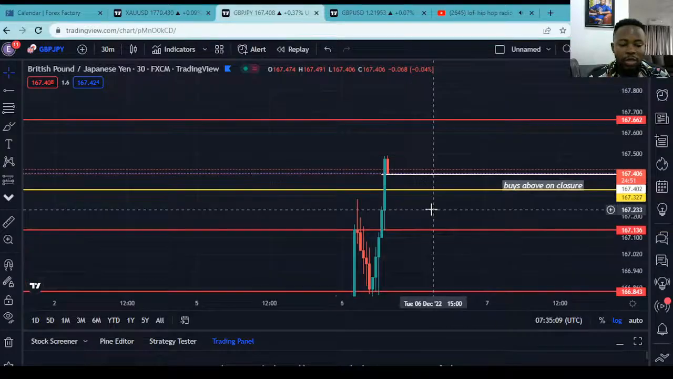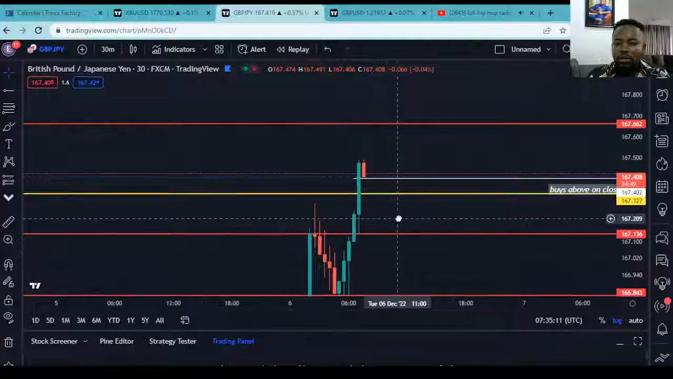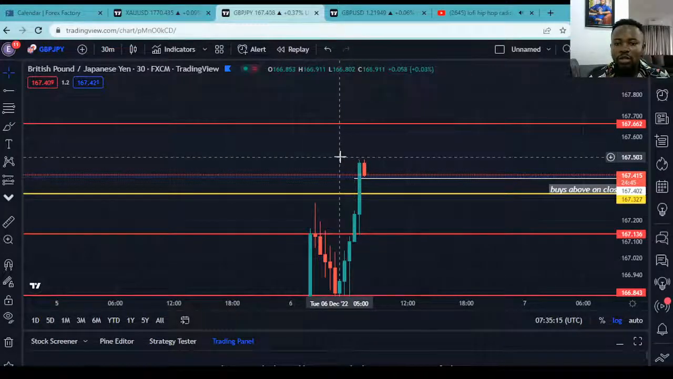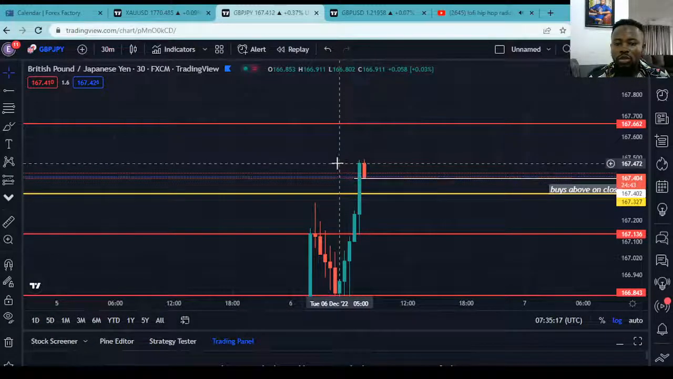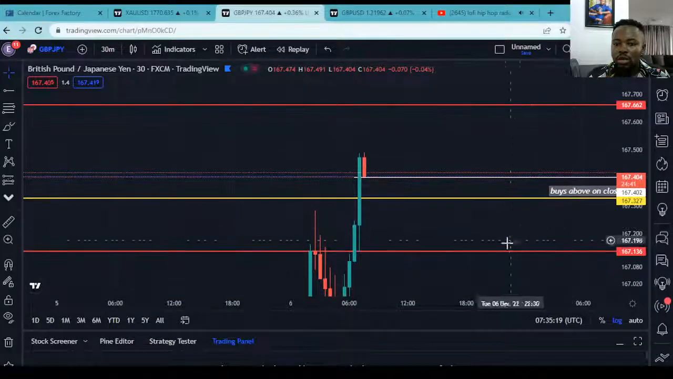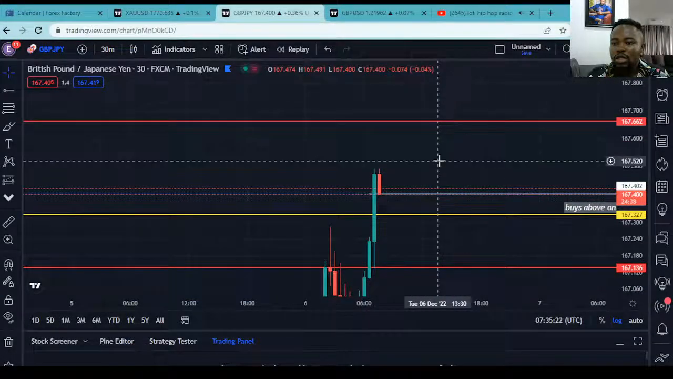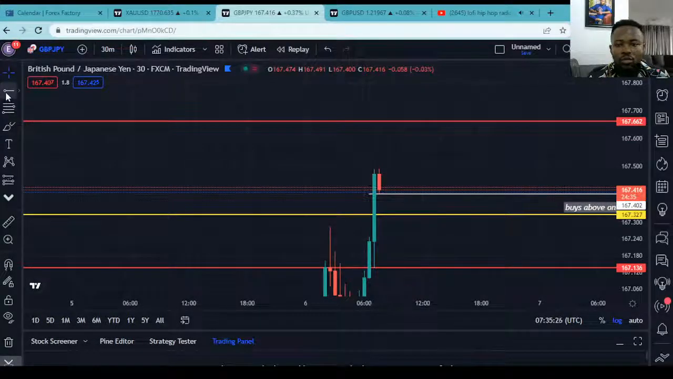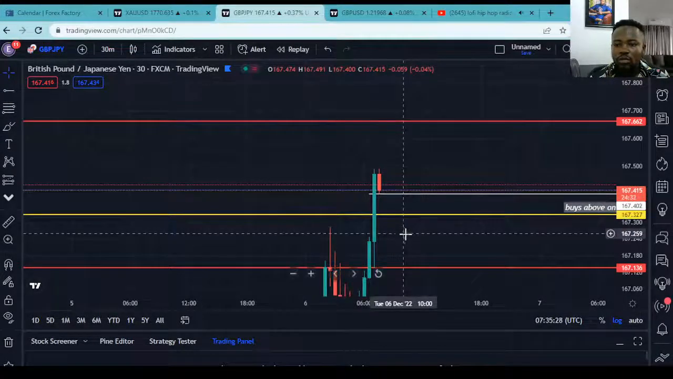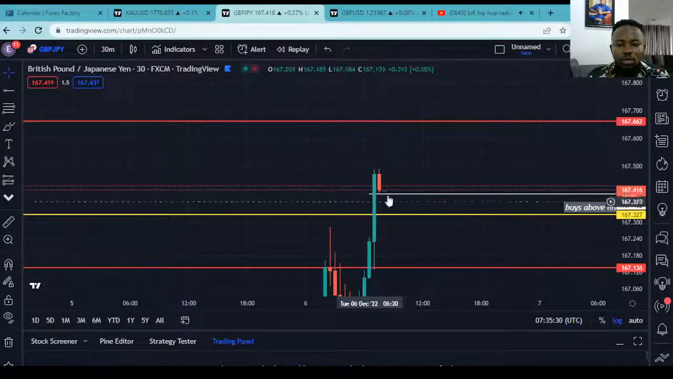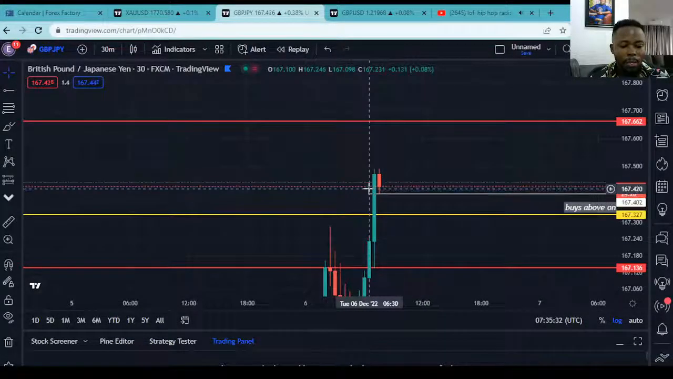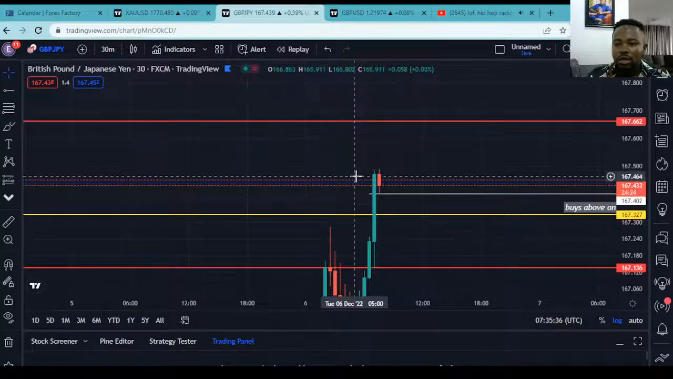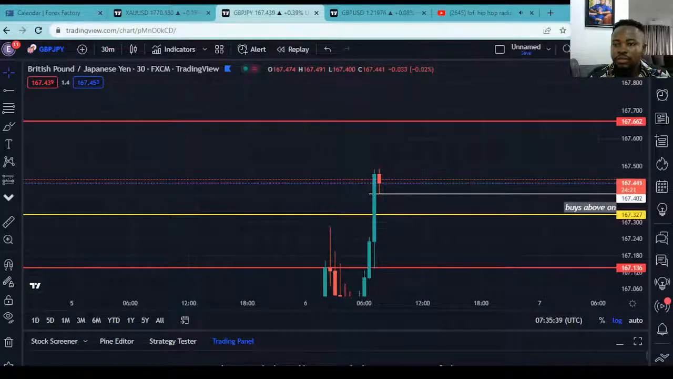Good. I expected this bottom wick. This is what I was looking for on GJ. So if we break the highs right there now, we should continue up towards 167,600 at least. We've had a good bottom wick on the 30 minutes time frame. We just need to break the highs right now and we should continue to the upside.